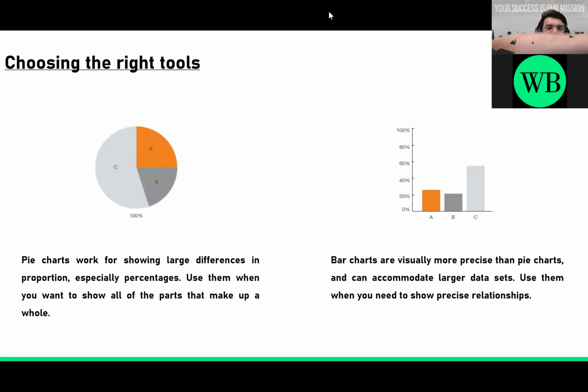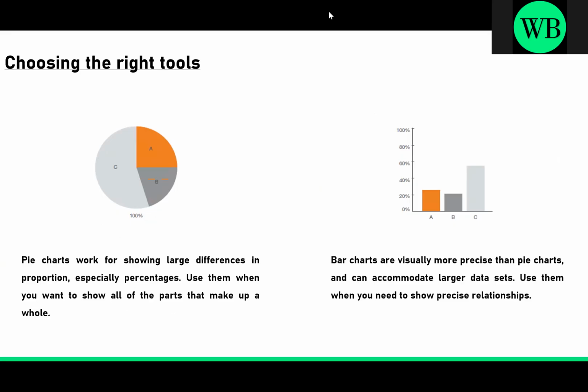Okay, now choosing the right tools. This is again very important. This is the last piece of what we're going to discuss. Pie charts work for showing large differences in proportions, especially percentages. Use them when you want to show all the parts that make up the whole. Right now, here in this case, there are only three parts, and the differences between them are large. So a pie chart makes complete sense for you to show during this time.